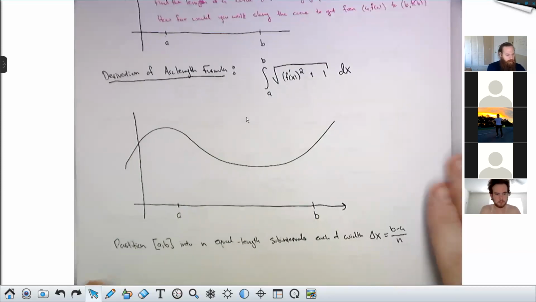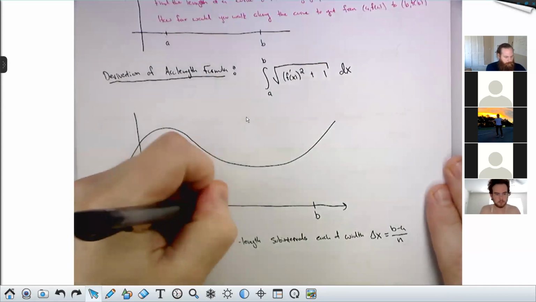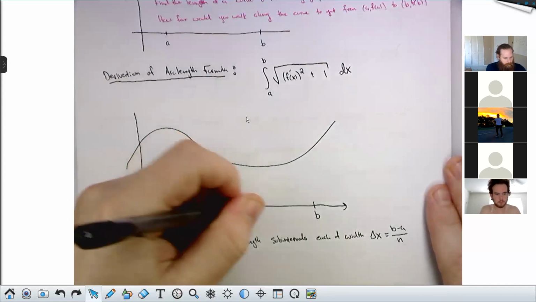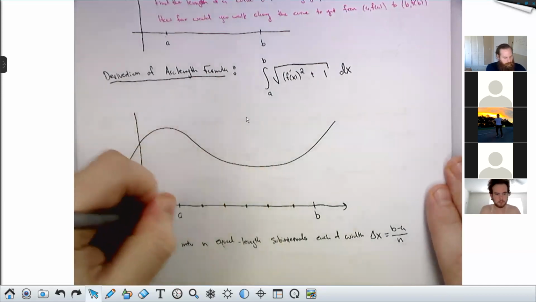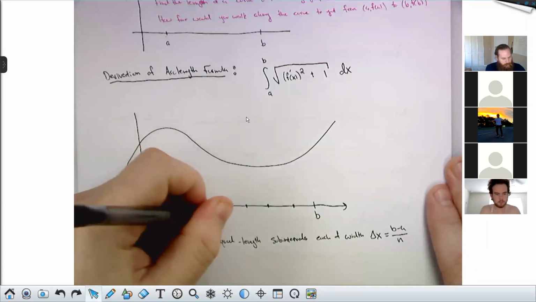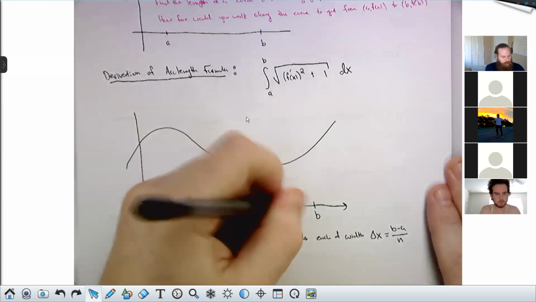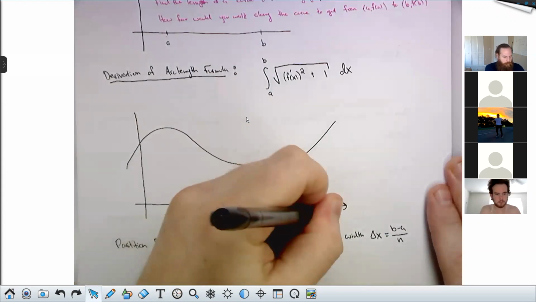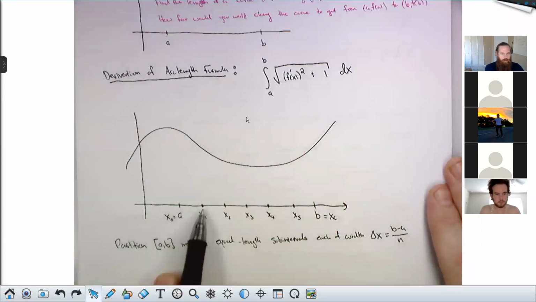So I take this interval and I chop it up. I'm going to chop it into a specific number of intervals here. So a would be x0, and then this would be x1, x2, x3, x4, x5, and b here would be x6. And each of these widths is the same.